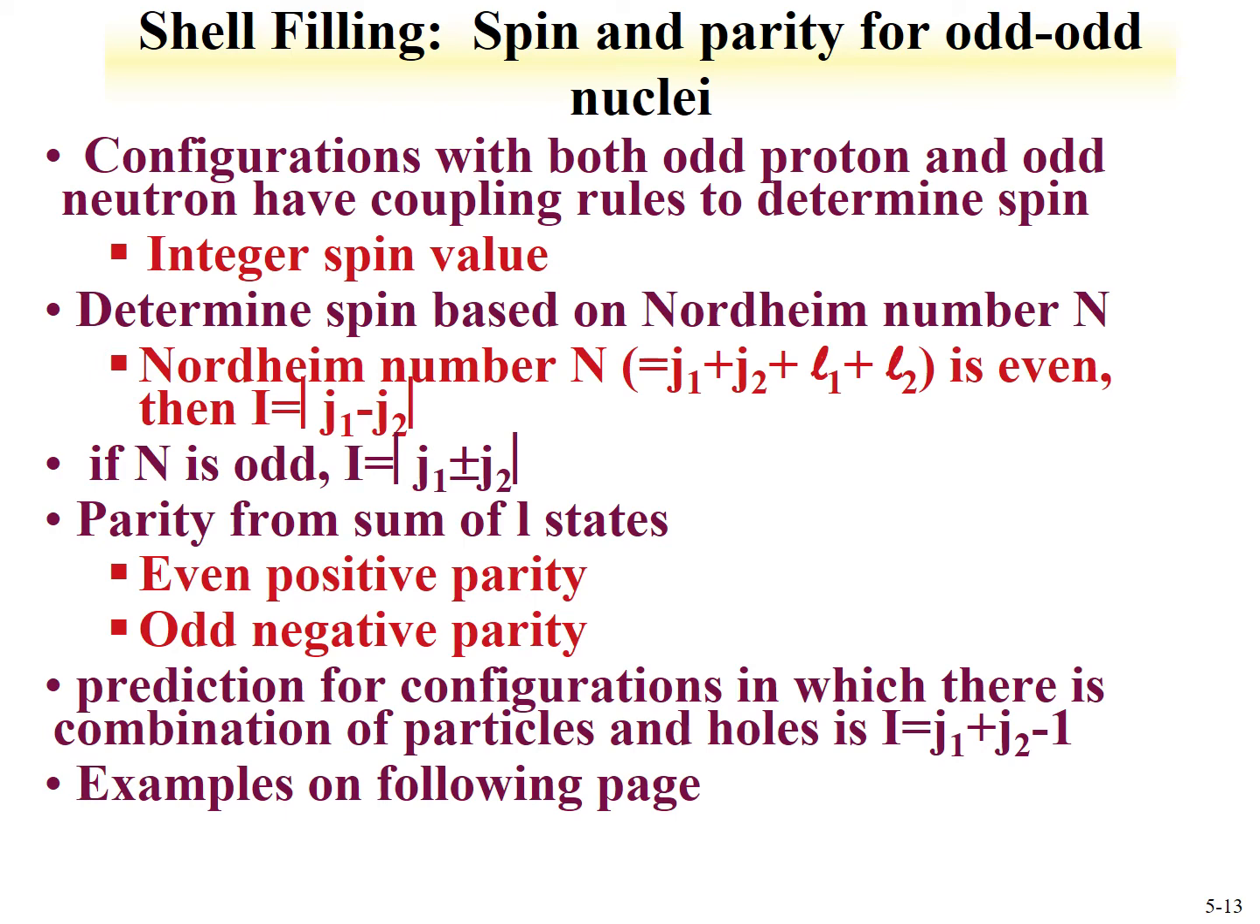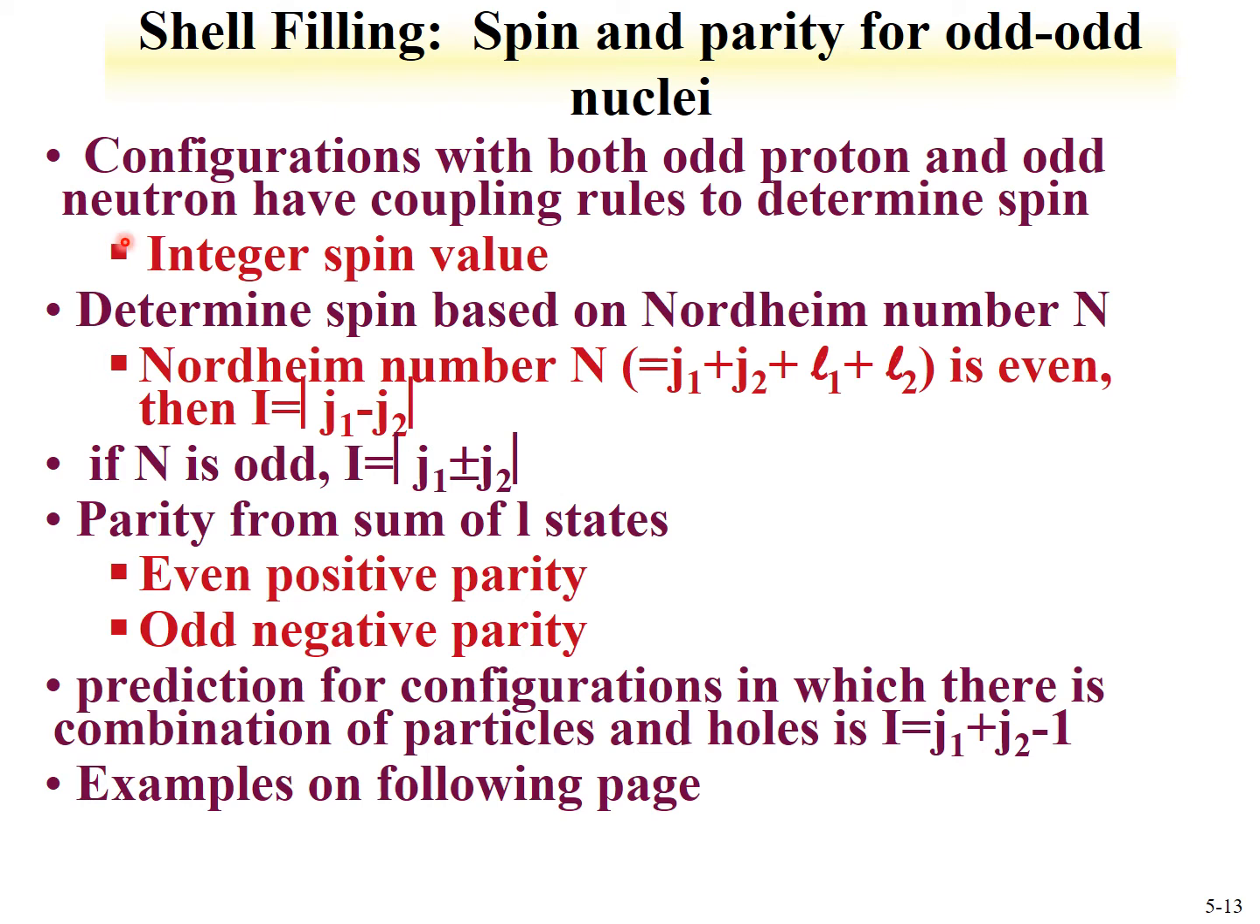One thing that we will see from a trend is that the spin values are integer values. If we add two half-integer values together, we should get a whole number. So we're going to get these integer spin values. Sometimes the coupling method isn't completely straightforward.